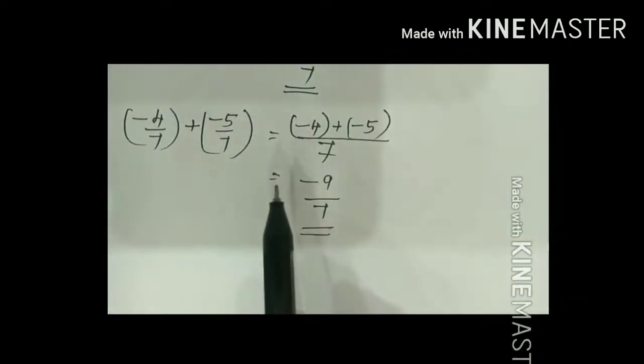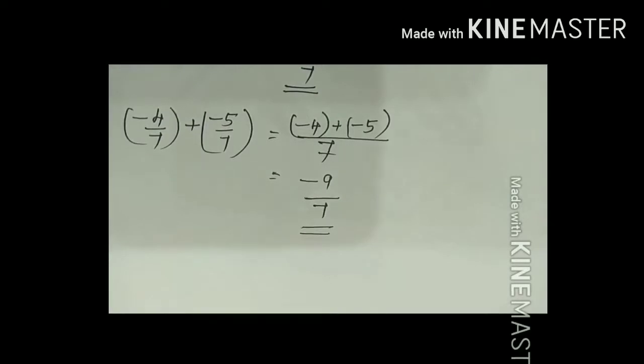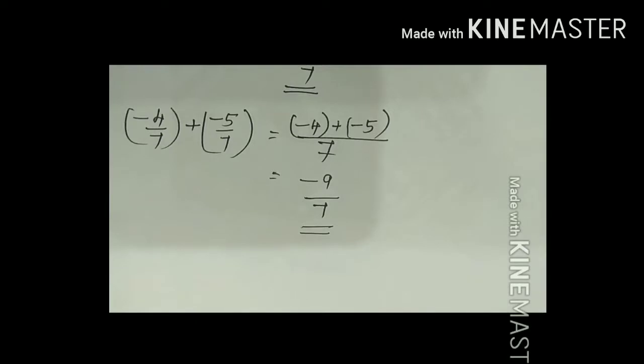Alright, let's see here. Even in the first case we got minus 9 by 7. Even in the second case we got minus 9 by 7. What does it show? It shows that the result is the same. So this is what is called a commutative property. So let's conclude. What does it mean? Commutative property means you can add any two rational numbers in any order. The result will be the same. Alright, this is it.